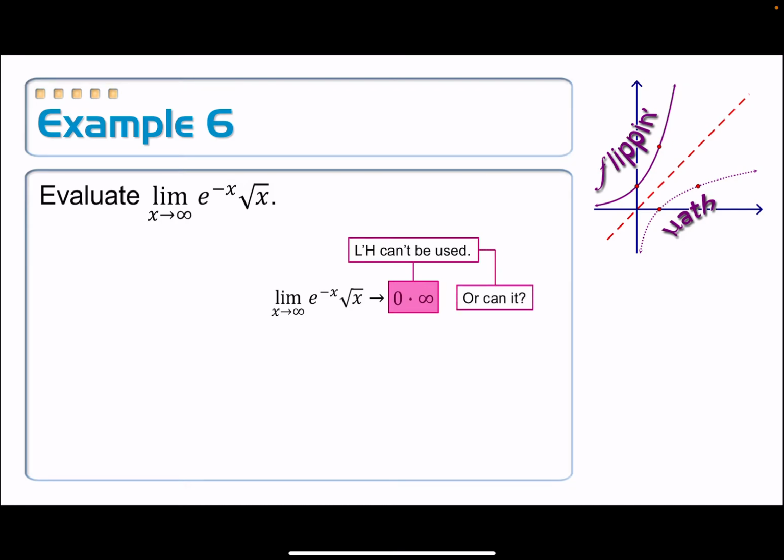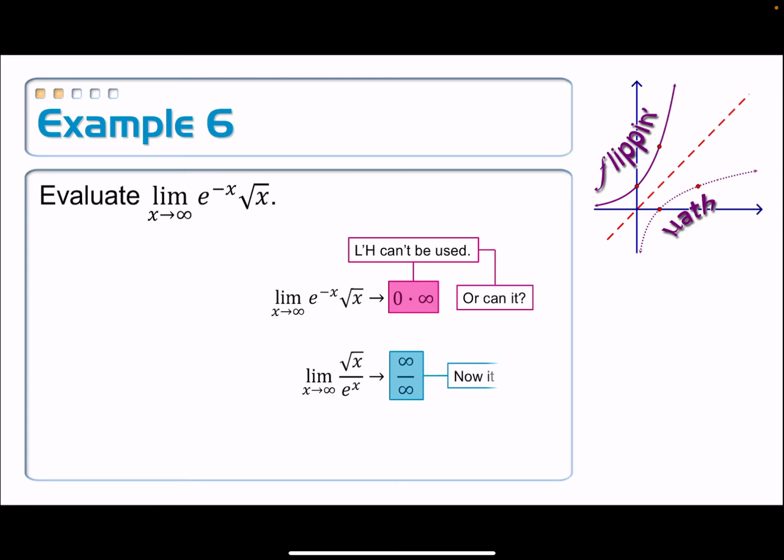Or can you? Well, you can if you trick it. And the way that you can trick it is the fact that this e to the negative x, we can make that a positive exponent if we just bring that down to the bottom. I can make it look like this. And then whenever I make it look like that, I plug in infinity. Now I have infinity over infinity, and you can use L'Hopital's rule on it.